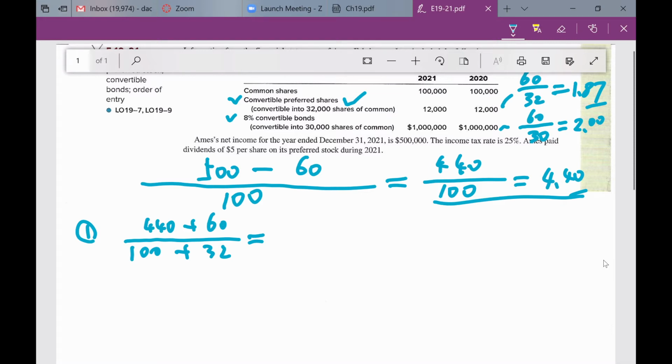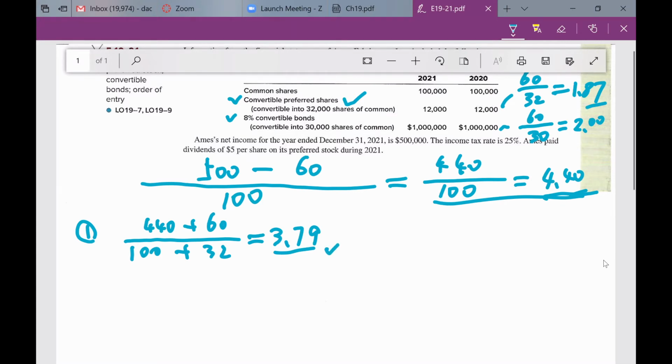We got 3.79. Then you compare 3.79 with 4.40. 3.79 is lower than 4.40, so that's good. This is a good one.